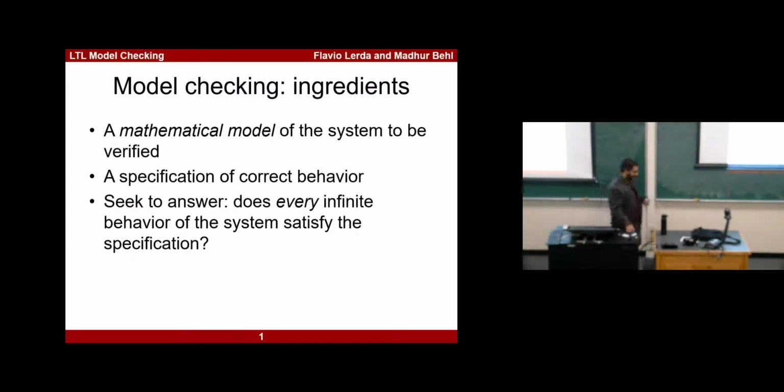Okay, so let's get started. In the previous lecture, I introduced this idea of what model checking is, and in particular, we discussed that we need two ingredients in order to do model checking.